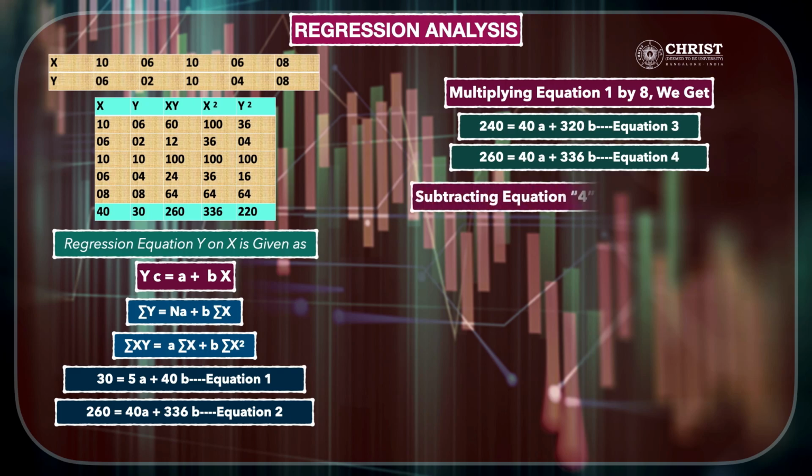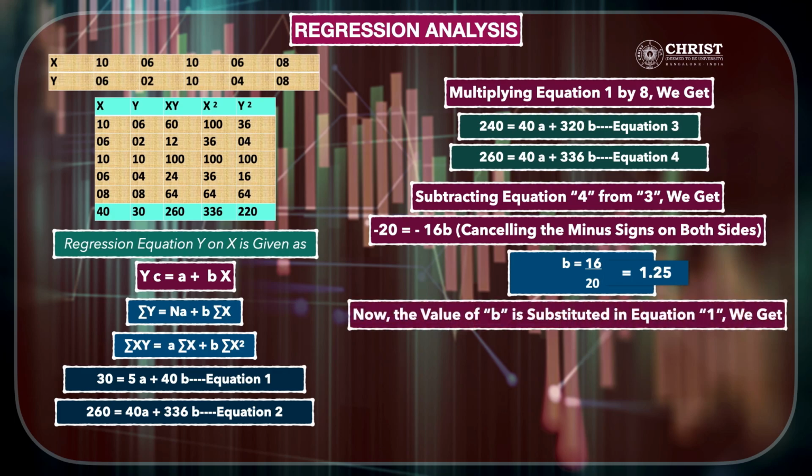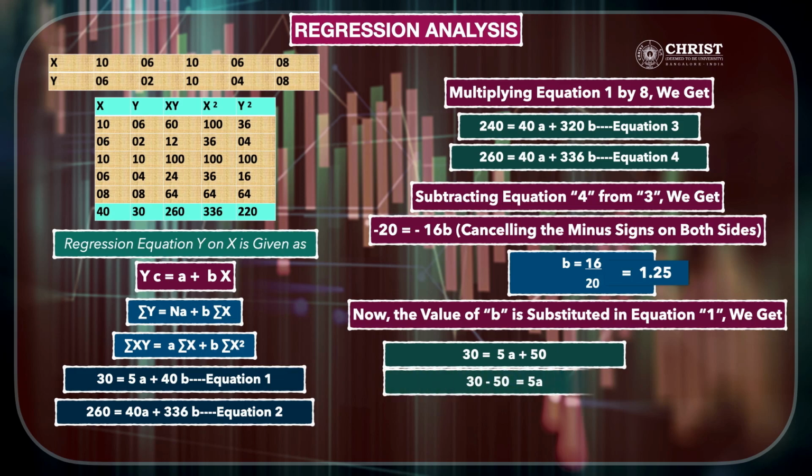Now, subtracting equation 3 from 4, we will get minus 20 is equal to minus 16b. So, we are cancelling the minus signs on both sides. We will get b is equal to 20 divided by 16, that is equal to 1.25. Now, we have to substitute the value of b in equation 1. We will get 30 is equal to 5a plus 50. This is to find out the value of a. So, that is 30 minus 50 is equal to 5a. So, a is equal to minus 20 divided by 5, that is minus 4.